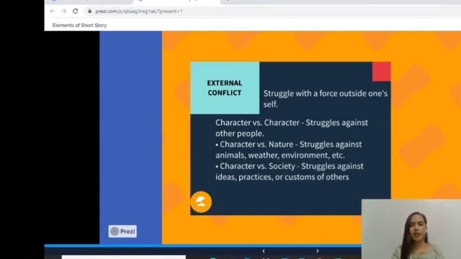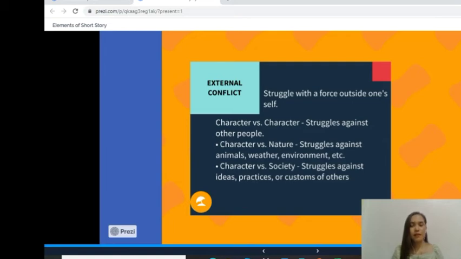Next is the external conflict. Struggles with a force outside oneself. It can be character versus character, struggles against other people, most especially between the protagonist and antagonist, or sometimes between other characters in the story. Character versus nature, struggles against animals, weather, and environment.